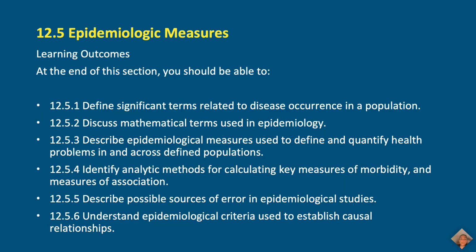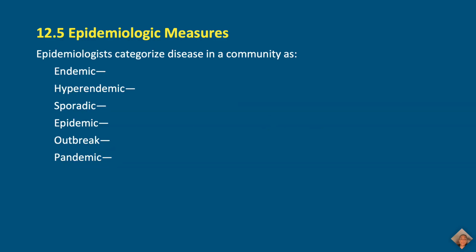We're going to talk about now disease occurrence in a population. Think about it in mathematical terms in epidemiology. Describe different measures to define and quantify health. Look at these analytic methods and also possible sources of error in epidemiological studies and criteria to look at causal relationships.